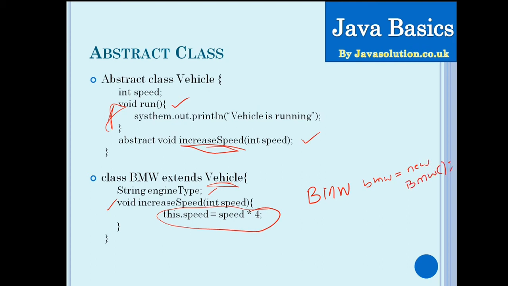So this is an object, right? BMW now can directly access the run method because it is inheriting from Vehicle.